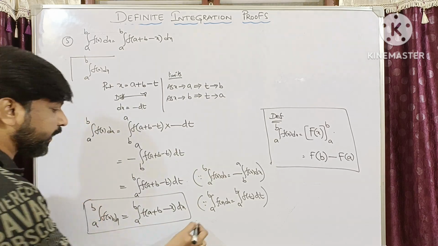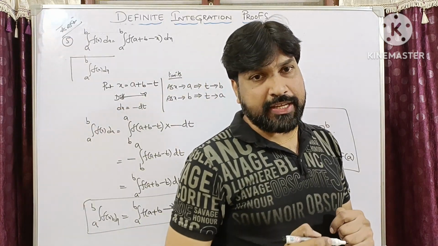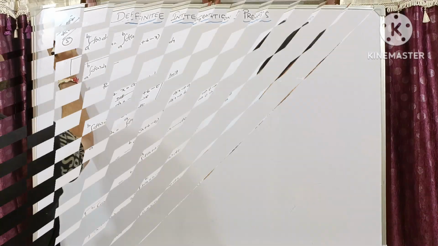This is also very important and a second priority question. This is also one of the expected questions in the final examination. That's all. Property number 5. Can I move to the next property?